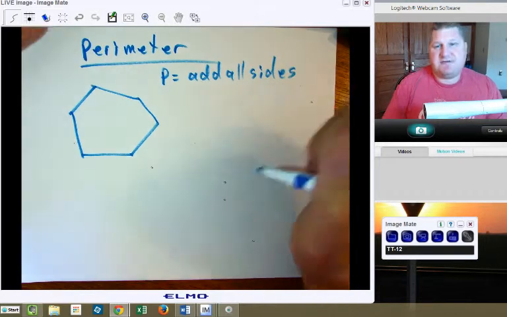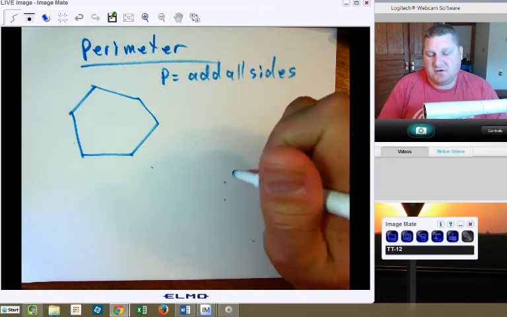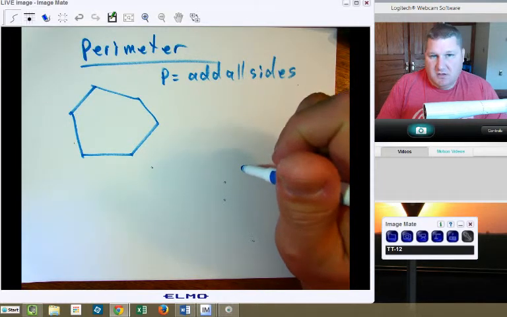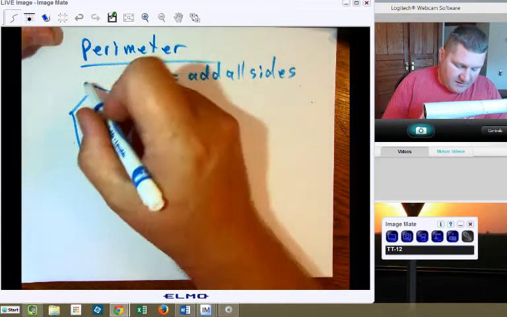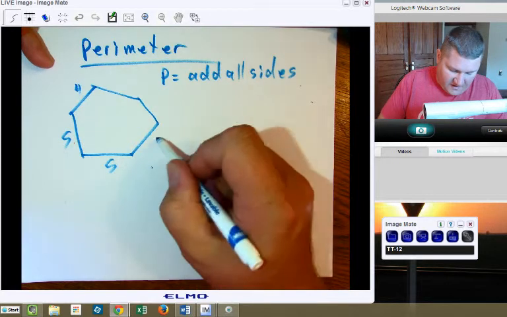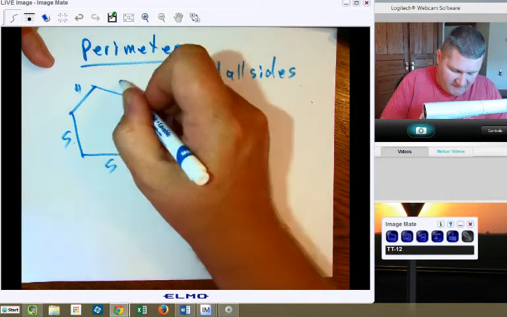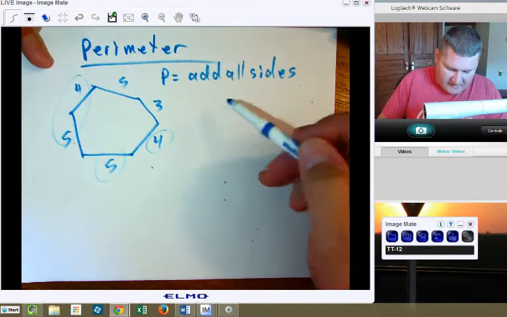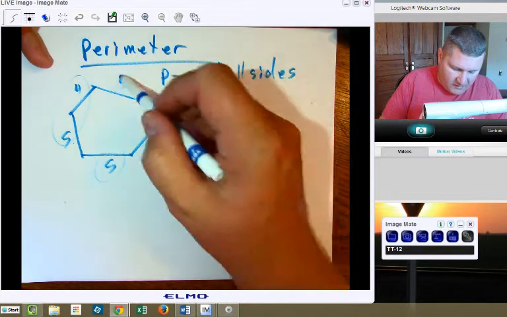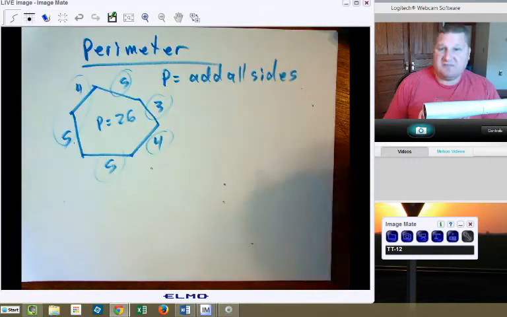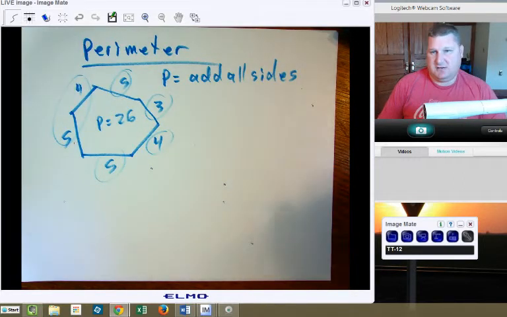Now, there are special formulas for a square. The perimeter is 4s. For a rectangle, it's 2l plus 2w. Well, those are dumb, because really all you care about is you need to add all the sides. 4, 5, 5, 4, 3, 5. Okay, here we go. We got 9, we got 14, we got 18, we have 21, we have 26. Perimeter equals 26. That's it. It's no more complicated than that.